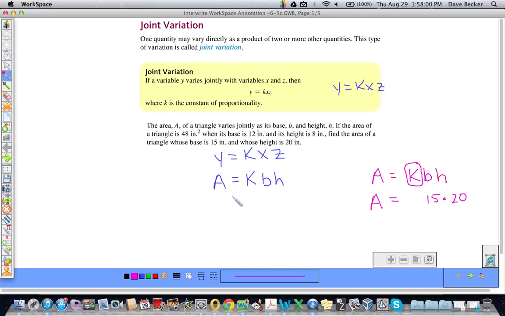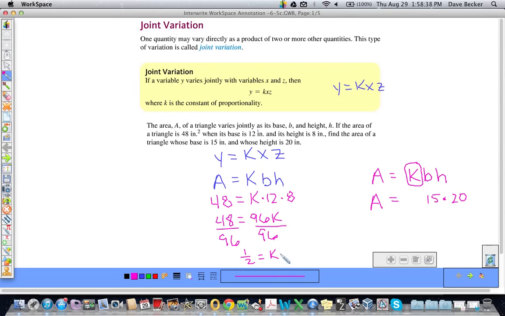And I can find k right here because I'm told right here that the area of a triangle is 48 when its base is 12 and its height is 8. So that's going to be k times 12 times 8. And we would get 48 is equal to, let's see, 12 times 8 is 96. So that's going to be 96k. Divide both sides by 96. And we get, let's see, 1/2 is equal to k.